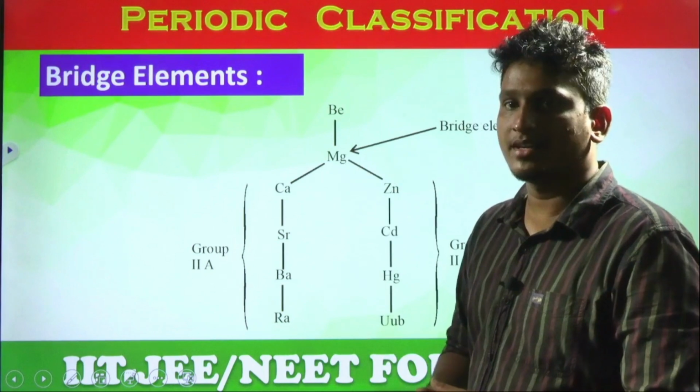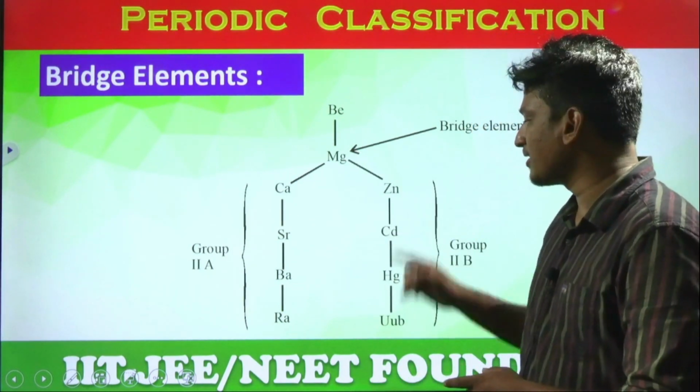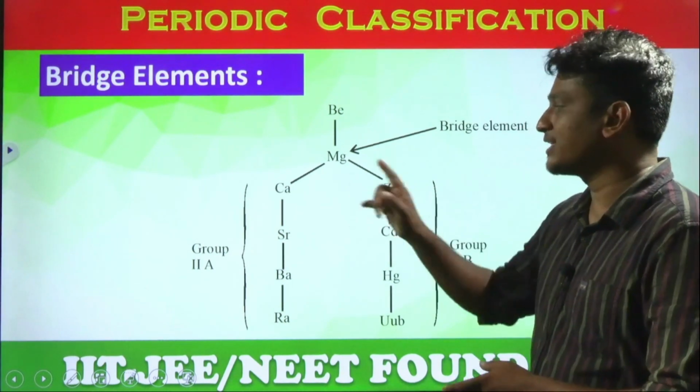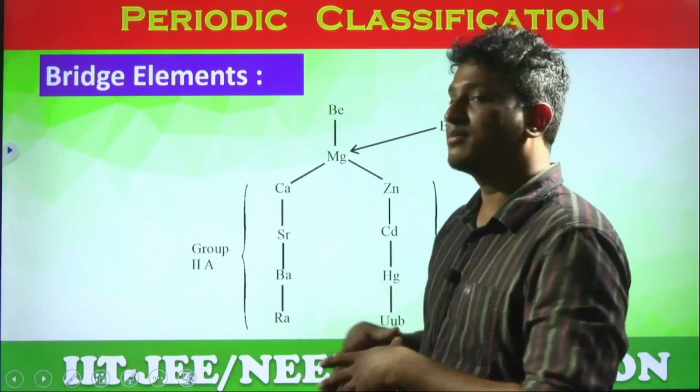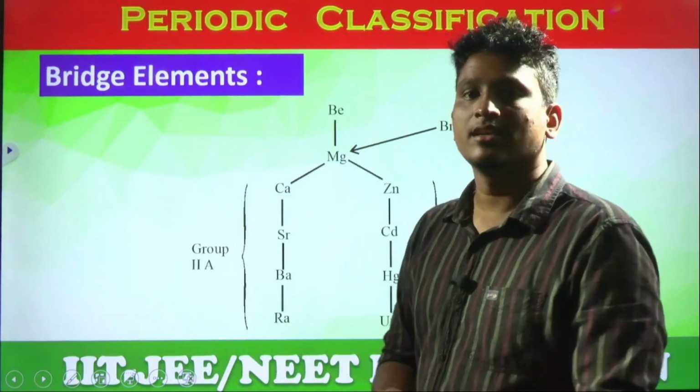Magnesium is a typical element, yes or no? And magnesium, Mg+2, look at these D block elements, Zn+2, Cd+2, cadmium, mercury, Hg+2, they can also have the same properties. So a metal which can act like a bridge between two groups is called a bridge element. Mostly typical elements act like bridge elements.